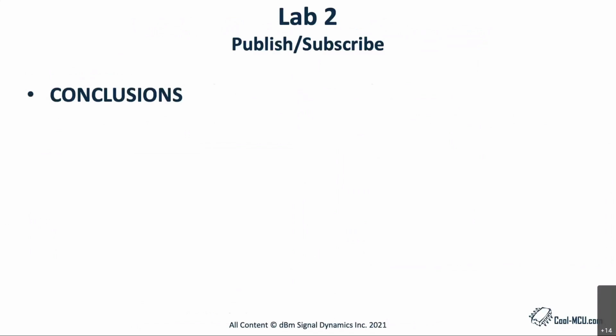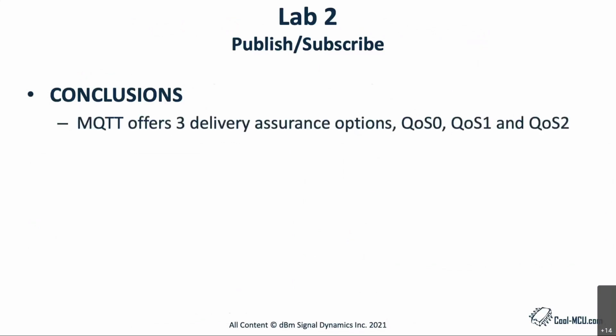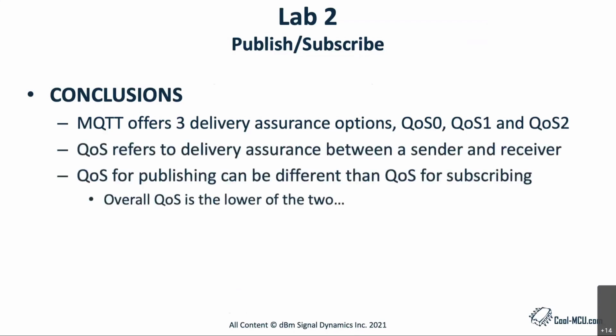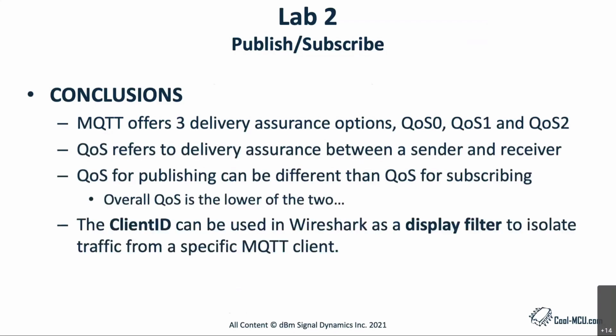And so just to summarize what we will have learned in this section of the class and after completion of Lab 2, we've learned that MQTT offers 3 delivery assurance options called QoS0, QoS1, and QoS2. QoS refers to the delivery assurance level between a sender and a receiver. The QoS for publishing can be different than the QoS for subscribing. The overall QoS is the lower of the two. And finally, we will learn that the client ID can be used in Wireshark as a display filter to isolate traffic from a specific MQTT client.